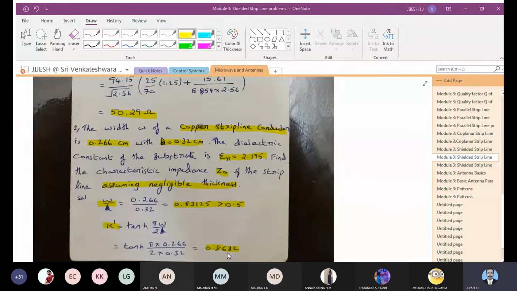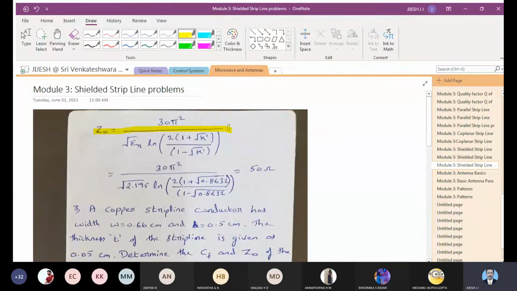Sir, it is 50 ohms, sir. Yeah, it is 50 ohms. Those who are yet doing it, you have to use this equation. Z naught is equal to 30 pi square divided by root of epsilon r ln 2 into 1 plus root k dash divided by 1 minus root k dash. So good that you got the correct answer. It's very good. You have substituted and simplified in a systematic way.